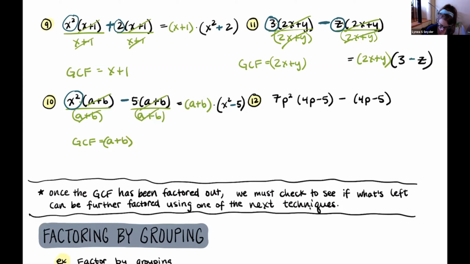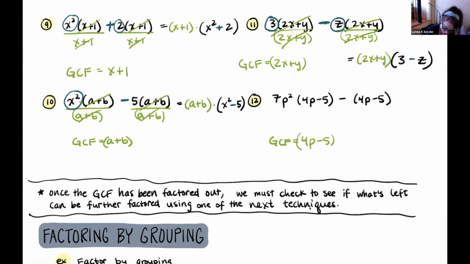Right, lastly, we've got 7p squared times 4p minus 5, and then minus 4p minus 5. Right, so maybe you can see here, again, we're looking at the things separated by plus and minus. So we've got this chunk of stuff, minus this chunk of stuff. Right, and the thing that's common to both of these is the 4p minus 5 that's being multiplied here. And really there's a 1 here, so we're multiplying here as well. Okay, so the GCF here will be 4p minus 5.